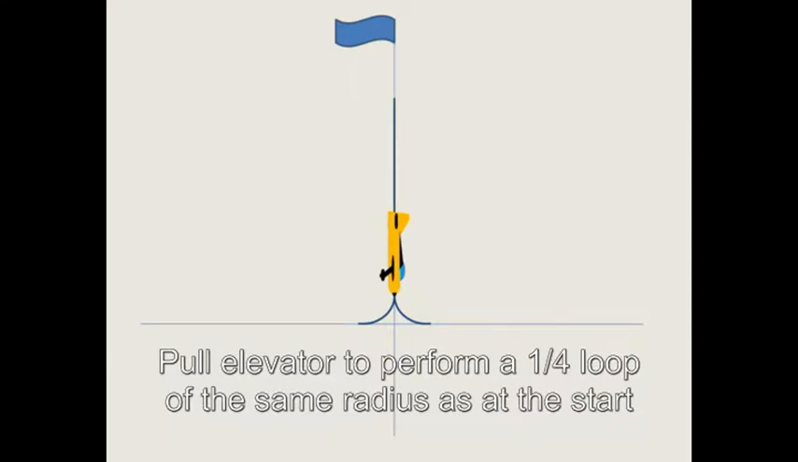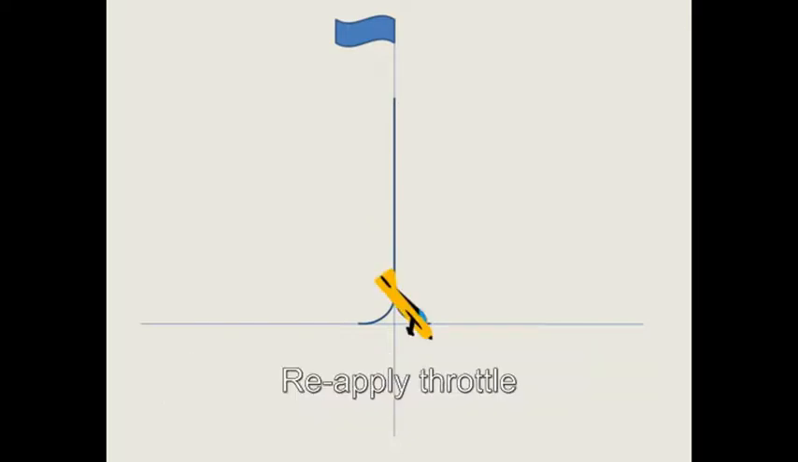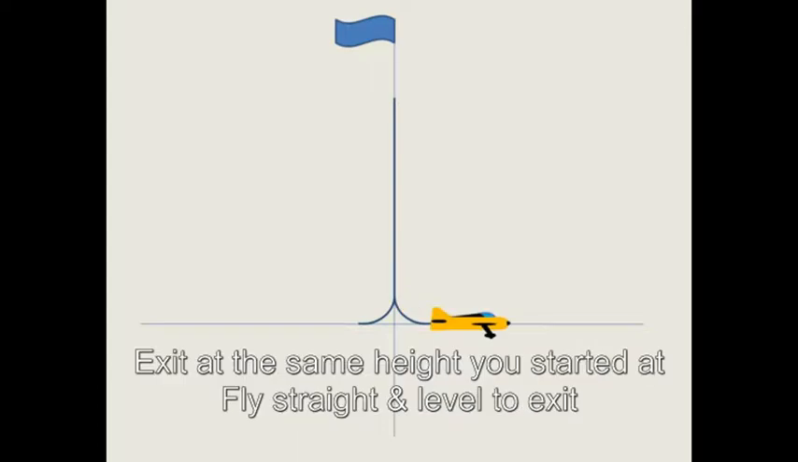Pull the elevator to smoothly perform a quarter loop of the same radius you started with. You can start to reapply throttle about here and exit at the same height you started at, with at least 30 metres of straight and level flight. Let's look at the real flight example again.